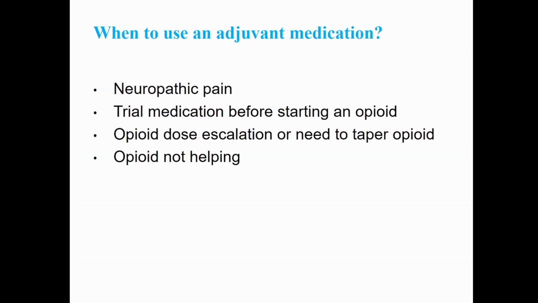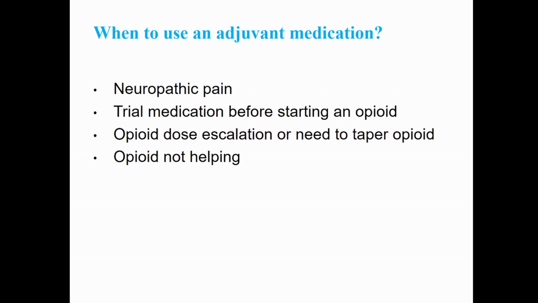So for an adjuvant medication, you would want to use it for neuropathic pain, and you would also want to use it before starting an opioid. You might use it when you're escalating opioid doses, or you need to taper a dose, or an opioid is not helping. Essentially, when you want to have a co-pilot or something else on board.